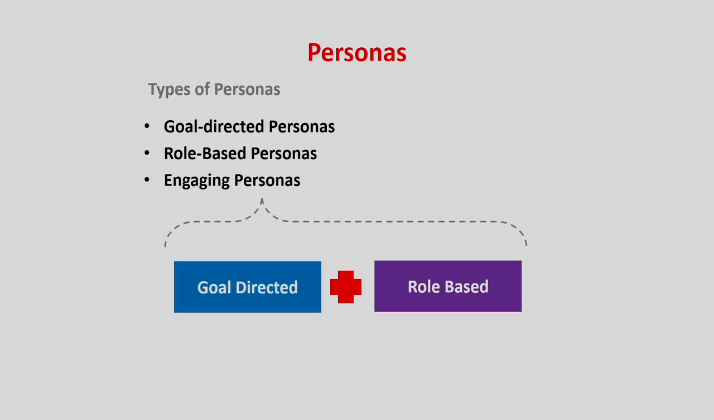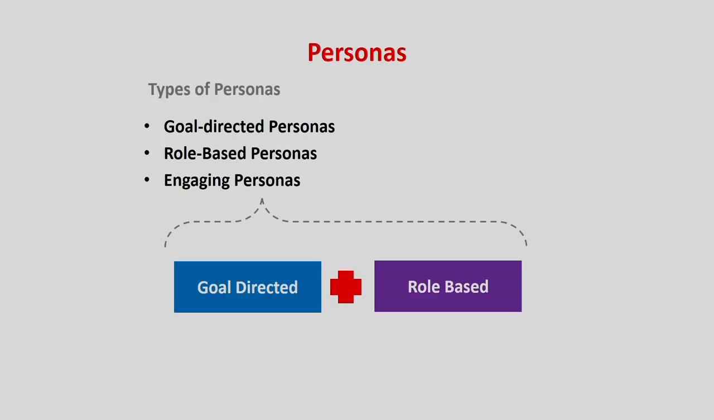Generally, there are three types of personas. One is goal-directed personas, specific to tasks. So, you only talk about the dominant tasks that you have observed across your users, once the task has been defined. That is called a goal-directed persona.